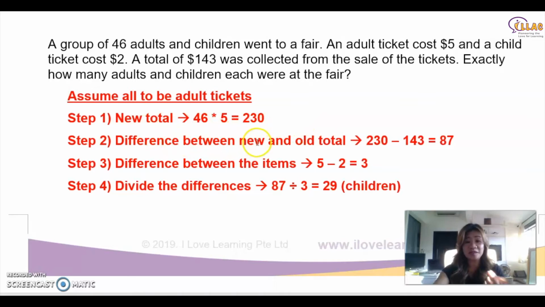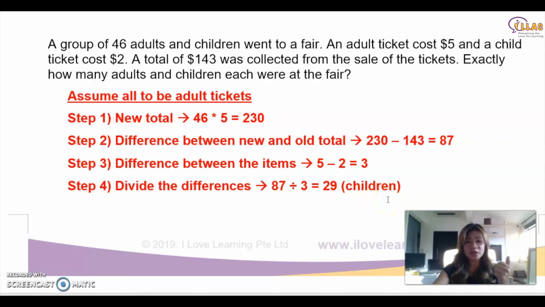What is the difference between this and the original total they gave you? Original total they gave you is 143. Therefore, 230, what you have found, minus the original, you get the difference of 87. What is the difference between the items? $5 minus $2, the difference is $3. So this $87 is made up of how many sets of this odd one out? This is 3. So therefore, 87 divided by 3, you get 29. And this is the opposite of what you have assumed at first, which is 29 children.